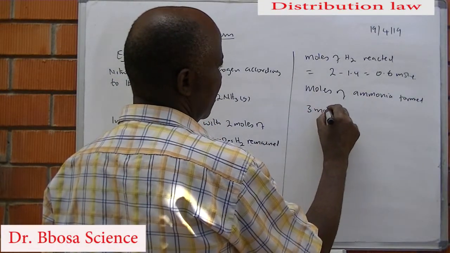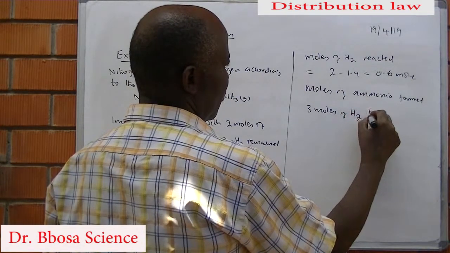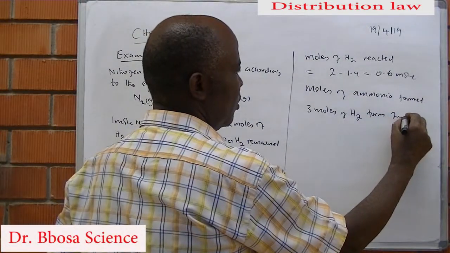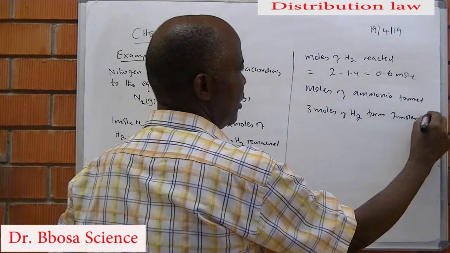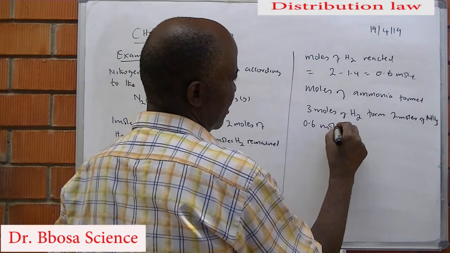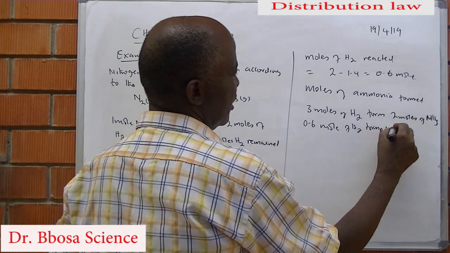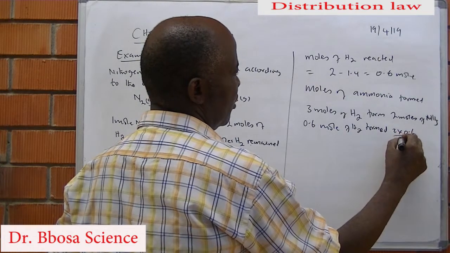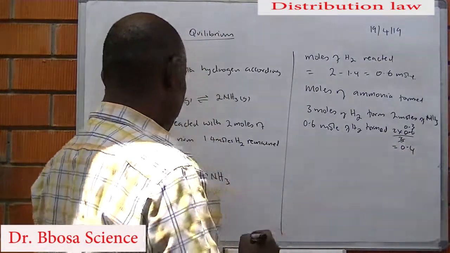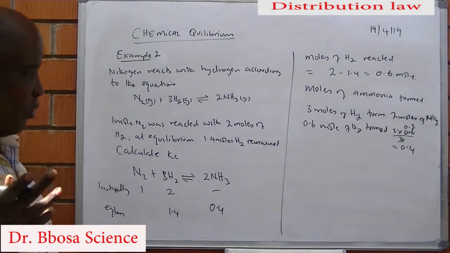3 moles of hydrogen form, from this equation, 2 moles of ammonia. Therefore, 0.6 moles of hydrogen forms 2 times 0.6 over 3, which is equal to 0.4. So 0.4 moles of ammonia were formed.